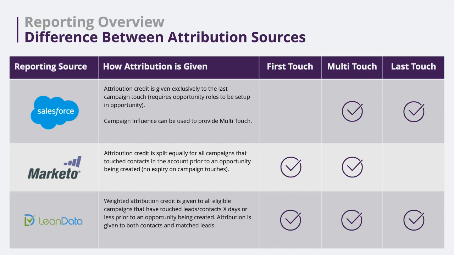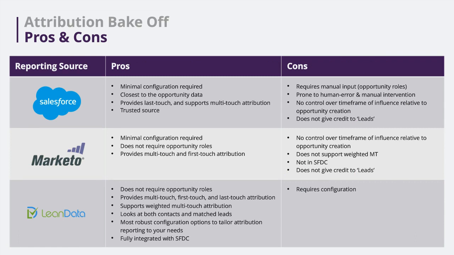So here are roughly the pros and cons for each approach. With Salesforce, the pros are really that it's got minimal configuration required. It's also the closest to the opportunity data. We do have last touch and multi-touch attribution. And to be honest, it's a trusted source. Our sales team and our marketing team are both in Salesforce, and even finance usually is in Salesforce. And so typically, if it exists in Salesforce, we have confidence in it. But if it doesn't exist in Salesforce, does it exist?